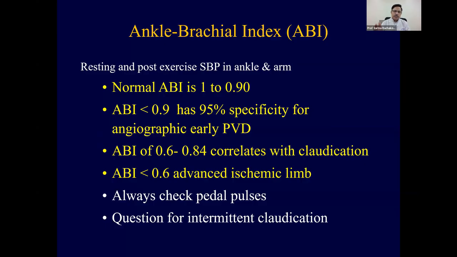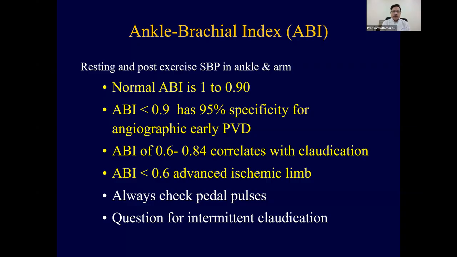That means the ankle blood pressure is much lower than the brachial blood pressure. That means the vessels to the lower limb have atherosclerosis and are not able to circulate properly in the lower limb. That is measured by the ABI. Anything less than 0.9 is important. Less than 0.6 is advanced limb ischemia. Always check pedal pulses. If you do not touch the feet of the patient for pedal pulses, God will not give you blessings. You have to touch the foot to examine for the pedal pulse.